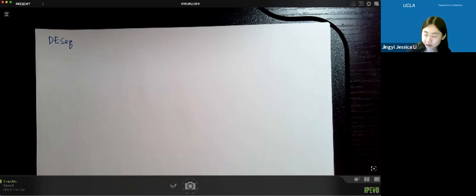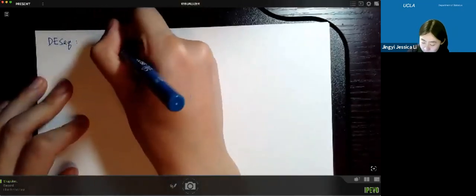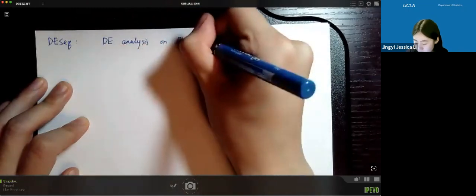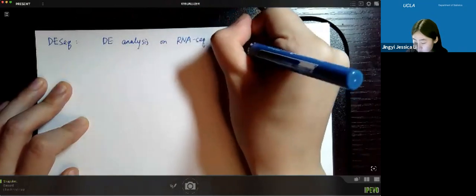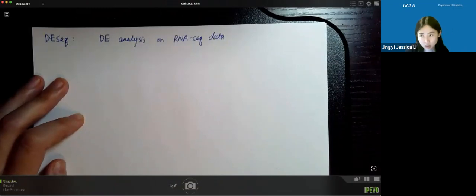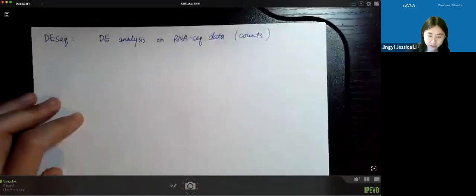So one special thing for the DE analysis about RNA-seq data is that our data are counts. In other words, the t-test and those kinds of things are not specifically designed for counts. And usually our number of replicates is not too big, so we cannot really trust the central limit theorem to apply the t-test. So that's why we need some count-based model for the DE analysis on RNA-seq data. So the first thing to be aware of is that we're working with counts.